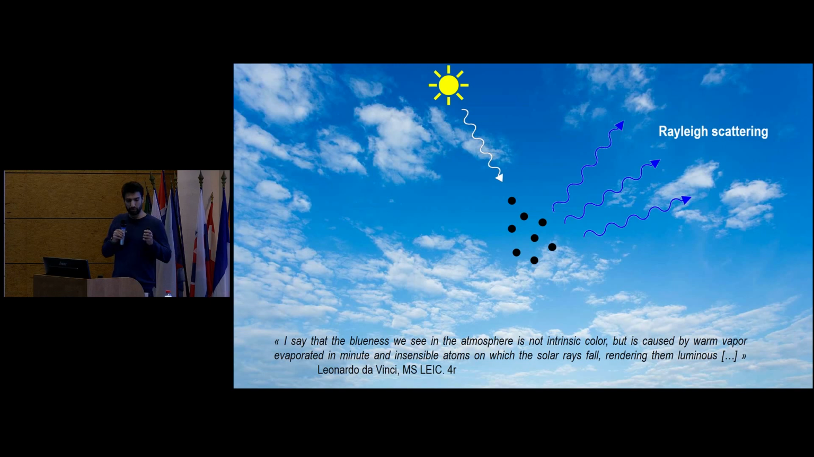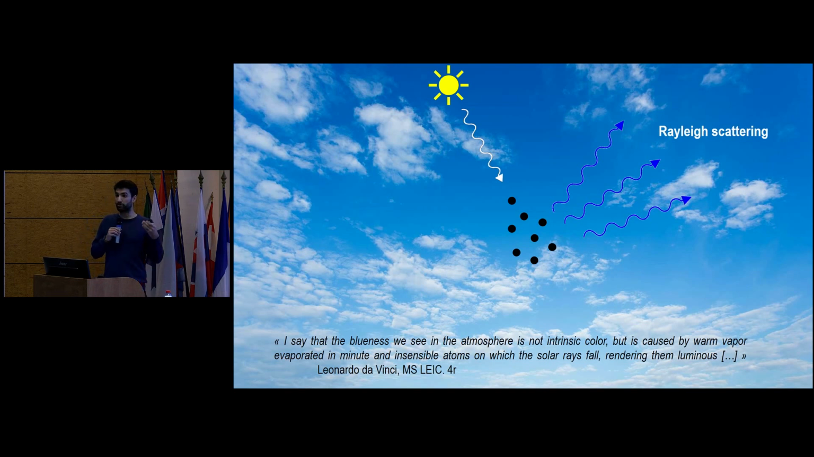So I'm going to present an example which is even more precise in the case of Leonardo. When we were reading Leonardo's manuscript, we were very surprised to find a very nice story: Leonardo actually had the insight of Rayleigh diffusion, or Rayleigh scattering, in the past, because indeed he postulates that the blue color of the sky is not its intrinsic color, but is caused by small insensible atoms on which the solar ray falls, rendering them luminous, which is quite correct actually.